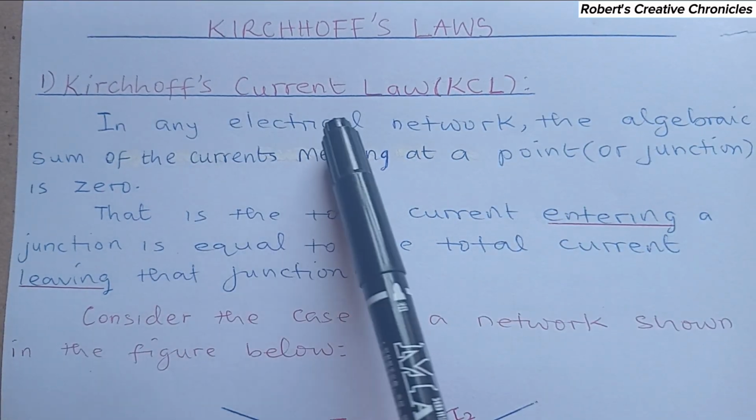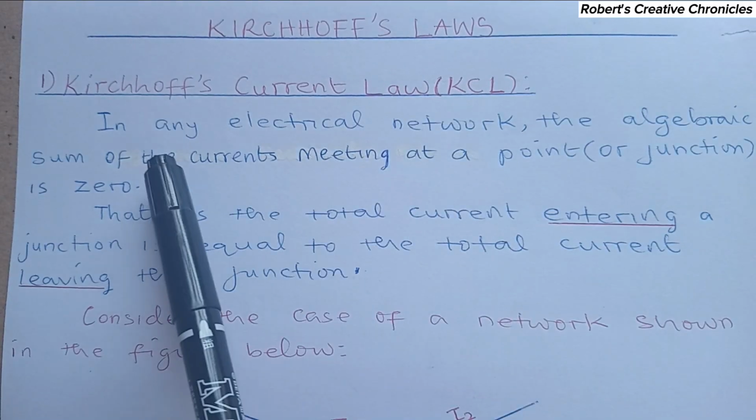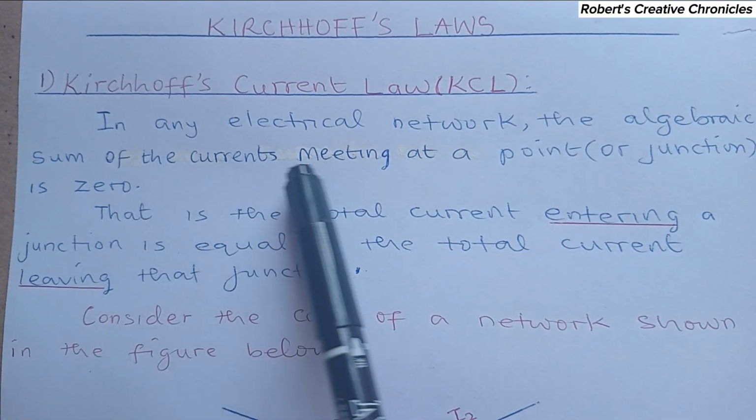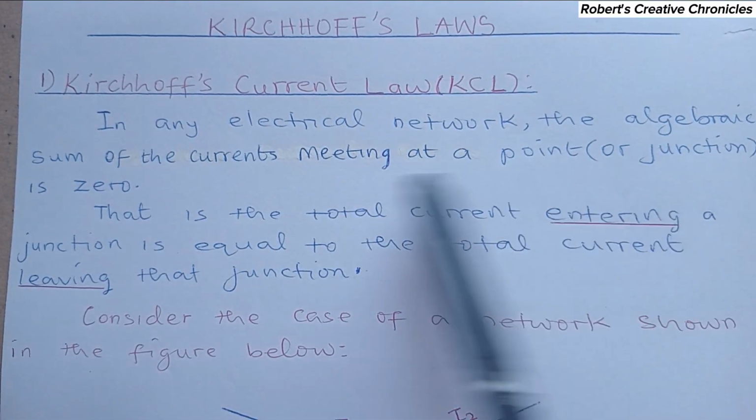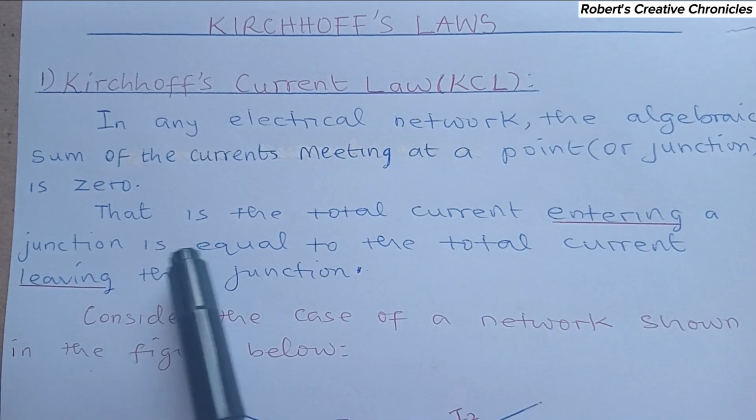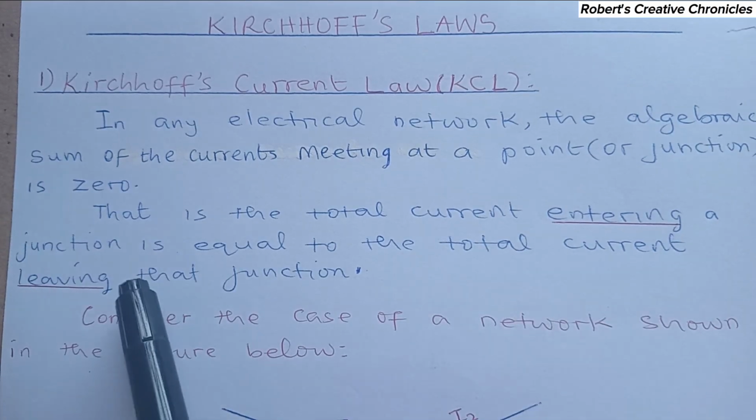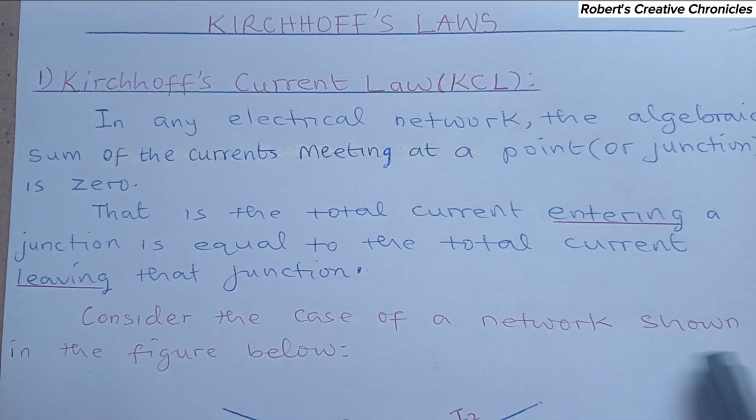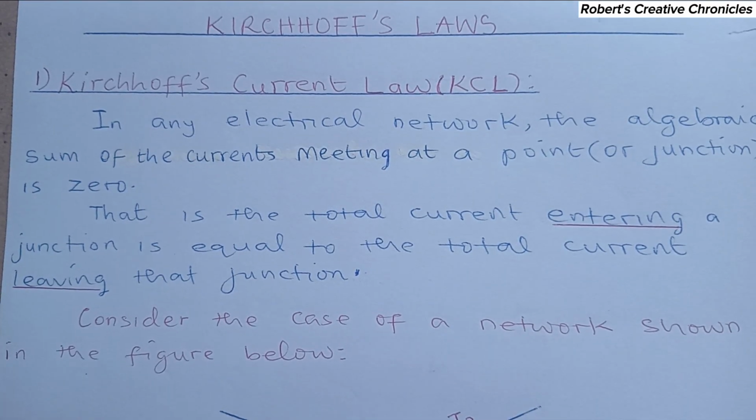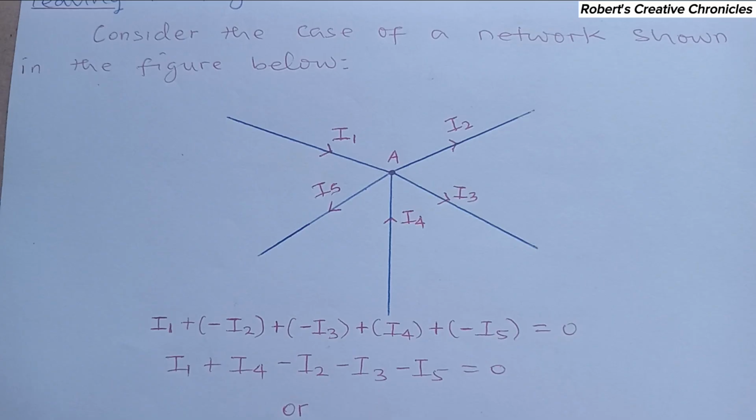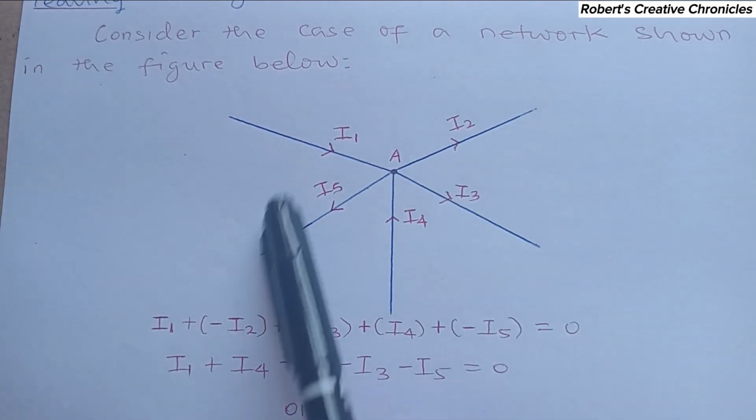So Kirchhoff's current law, that's the KCL, states that in any electrical network, the algebraic sum of the currents meeting at a point or junction is zero. That is, the total current entering a junction is equal to the total current leaving that junction. Now consider the case of a network shown in the figure below. So here is the network.